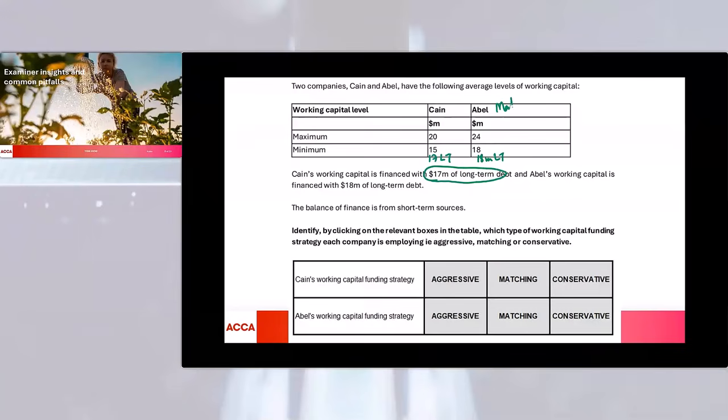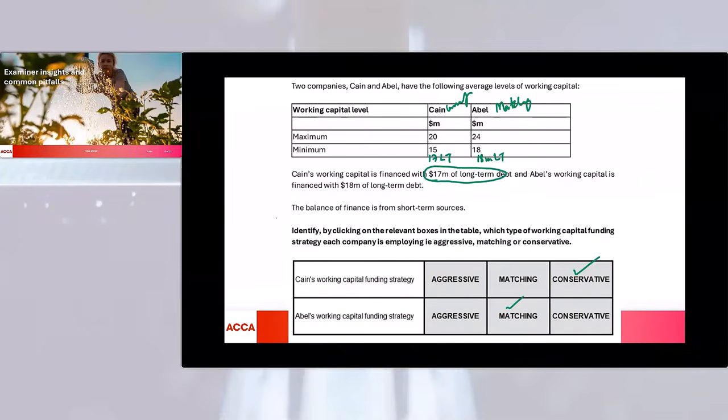So this one, Abel's, seems to be a matching one. And Kane is slightly extra. Kane is slightly more. Only 15 was required, they've done 17, which means it is a conservative one. So Kane, a conservative one. Abel's is a matching policy.